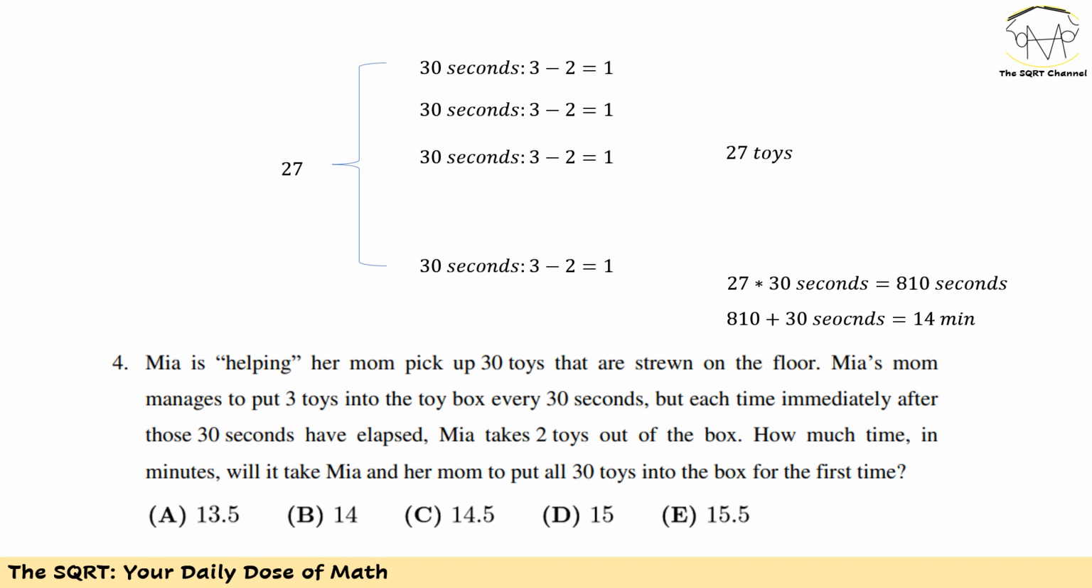Now 27 times 30 seconds is going to be 810 seconds, and after this number of seconds we only have 27 toys inside the box. Now with another 30 seconds we are going to have all 30 toys inside the box, and note that Mia is going to take 2 out of the box immediately after this, but the problem asks for how much time we need for the first time to have all these 30 toys inside the box. Now 810 seconds plus 30 seconds is going to be 840 seconds, which is 14 minutes, and that's our answer here.